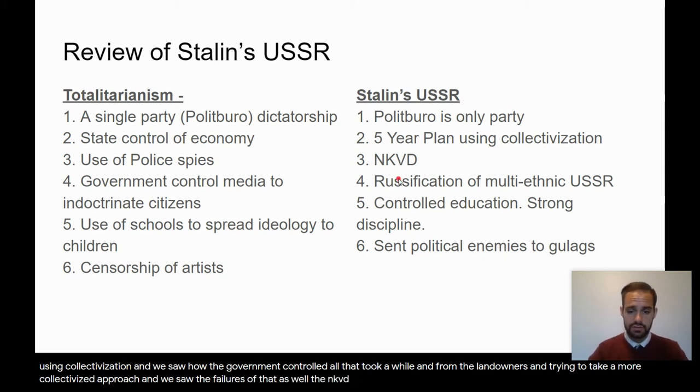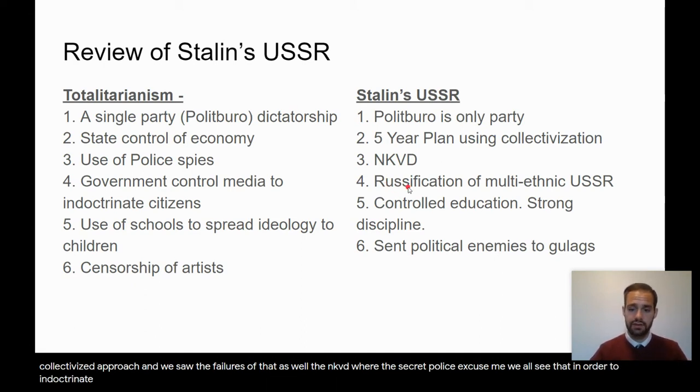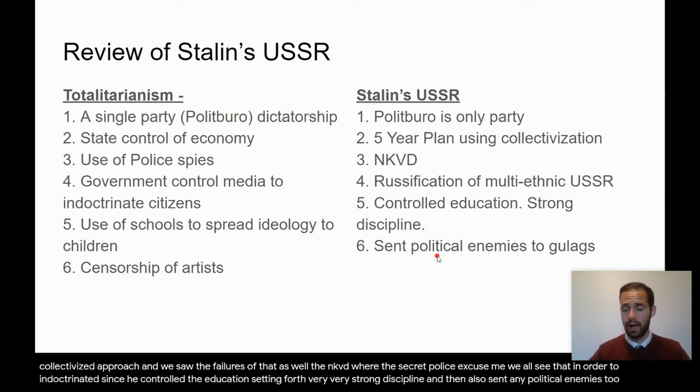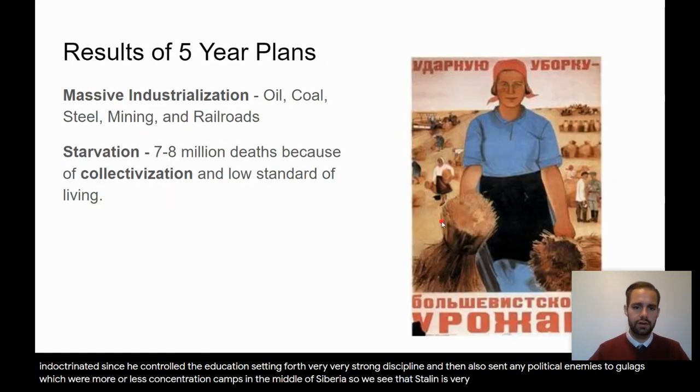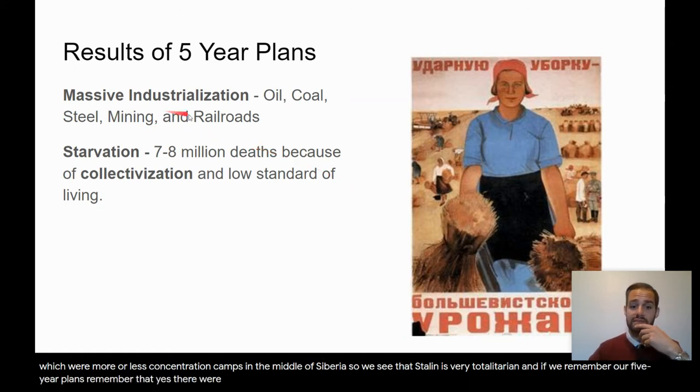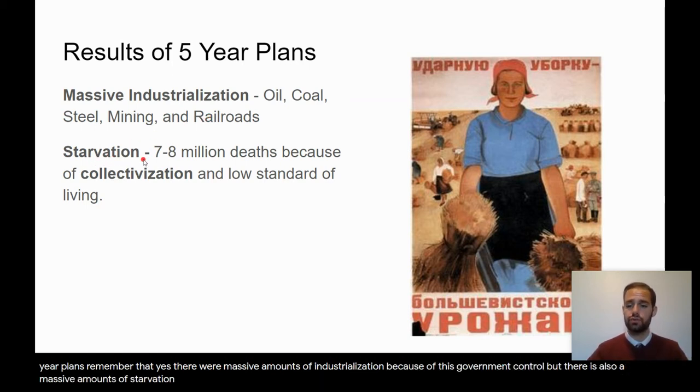The NKVD were the secret police. We also see that the government is going to engage in Russification in order to indoctrinate its citizens. He controlled the education, setting forth very, very strong discipline, and then also sent any political enemies to gulags, which were more or less concentration camps in the middle of Siberia. So we see that Stalin is very totalitarian. And if we remember our five-year plans, we remember that, yes, there were massive amounts of industrialization because of this government control, but there was also massive amounts of starvation due to this government control.